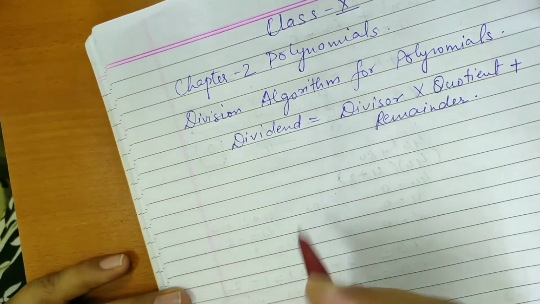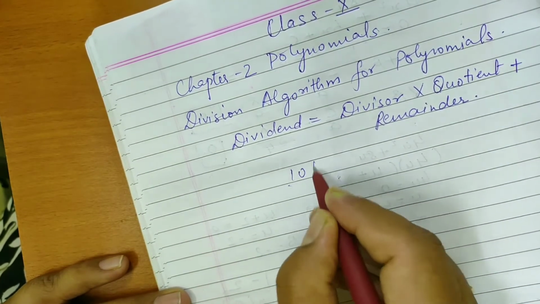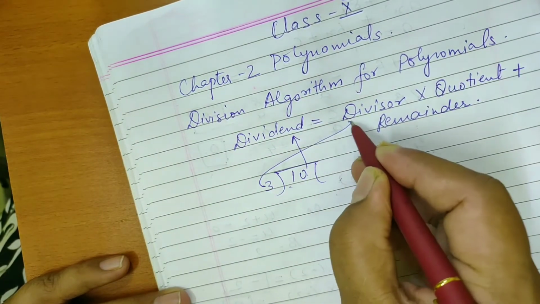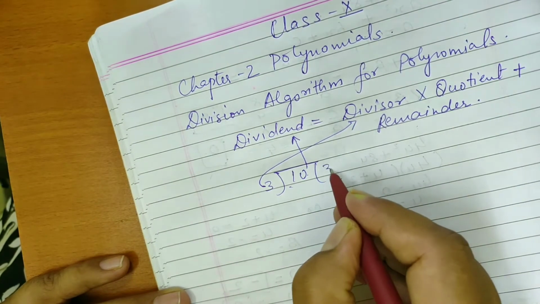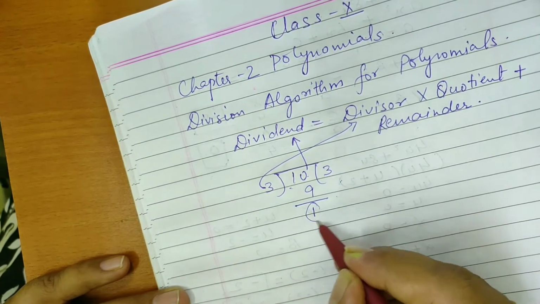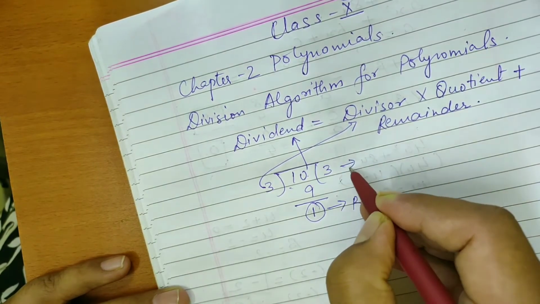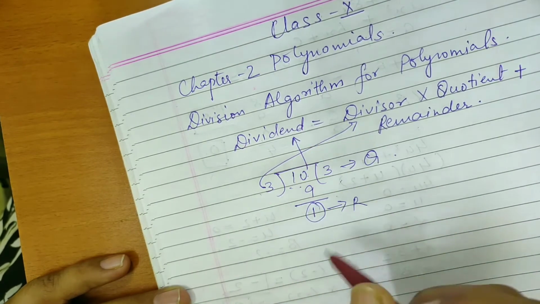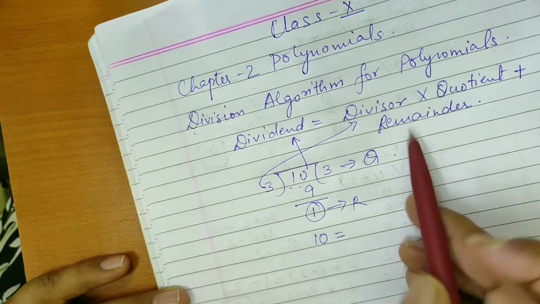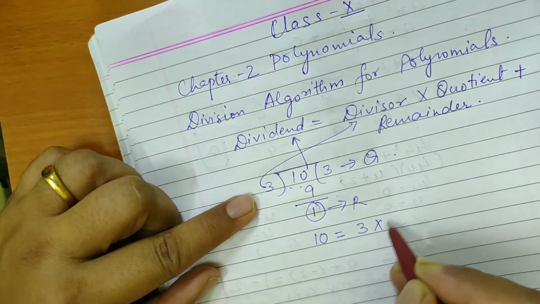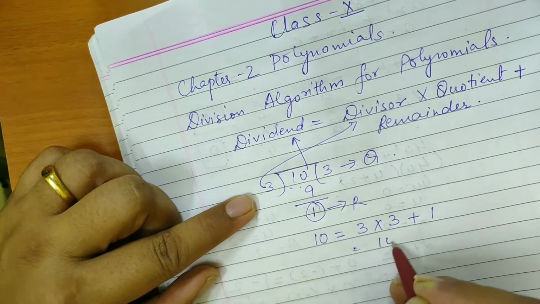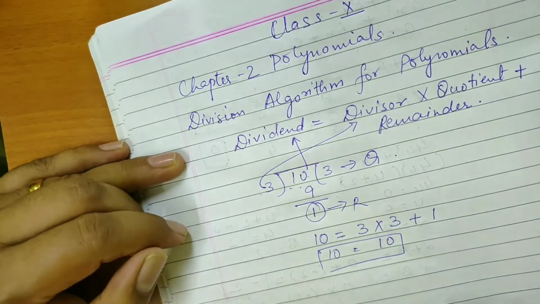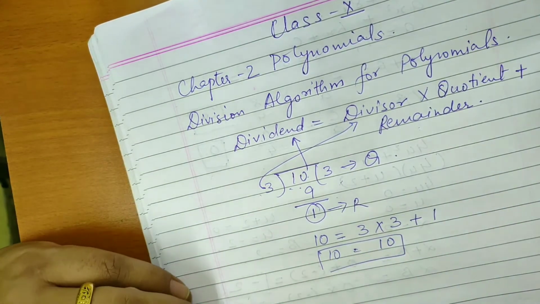For example, take a very simple example to prove this. If I have to divide 10 by 3, this 10 is the dividend and 3 is the divisor. If I divide it, I get 3 times 3 is 9 and remainder 1. This 1 is the remainder, 3 is my quotient, 10 is the dividend and 3 is the divisor. So you can easily prove 10 is equal to divisor into quotient, that is 3 into 3, plus remainder, that is 1. So 10 equals 10. This is the basic division algorithm, and it holds true for all numbers also.